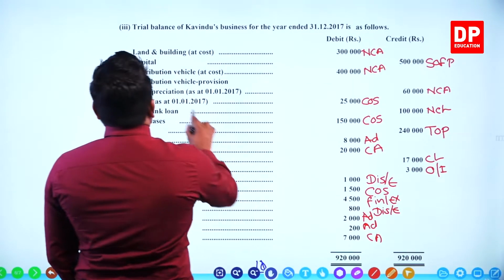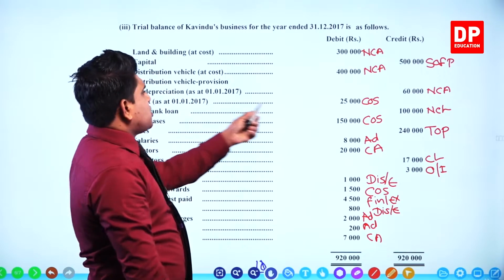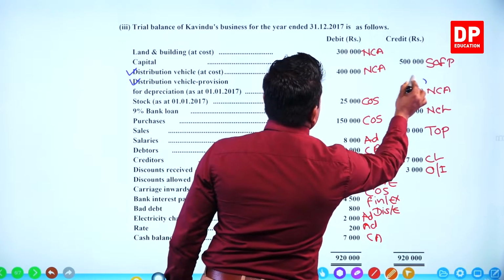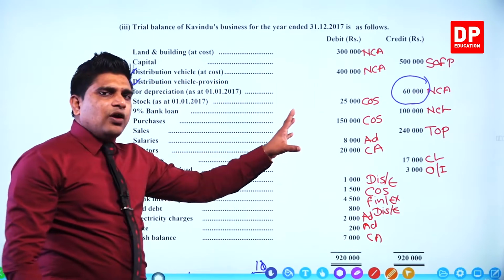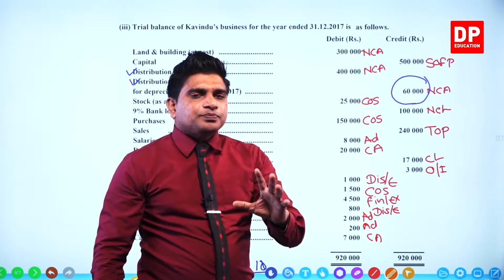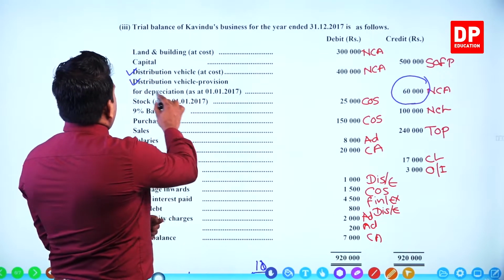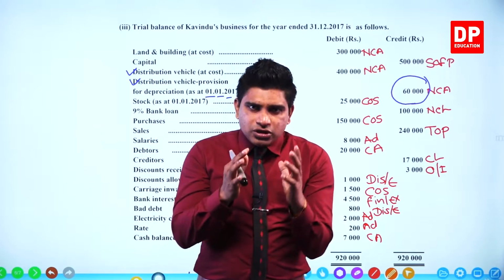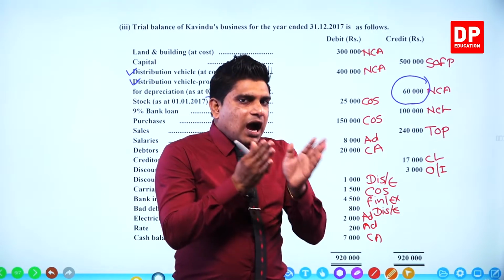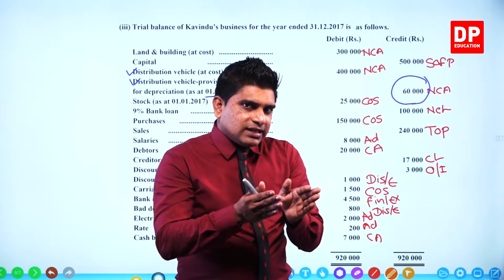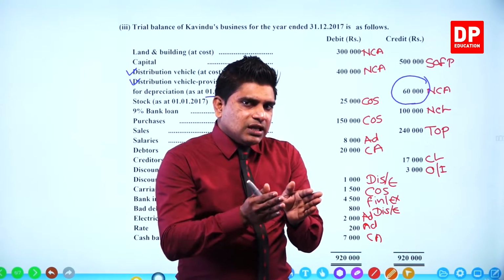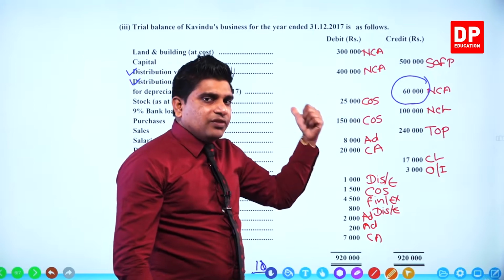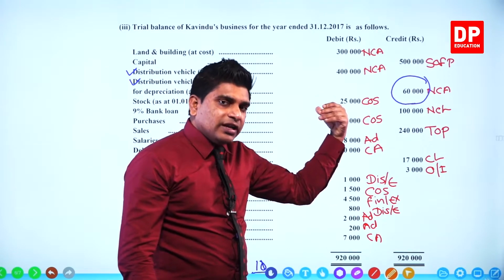And how much? Distribution vehicle provision for depreciation, how much? 60,000. You can see here. I draw a circle now, to make it easy to see. 60,000. They have given. What is the meaning of this? Remember, this is vehicle depreciation as at 1st of January 2017. They already used this vehicle in the previous years also, until 1st of January in this year. Until 1st of January in this year, they already used 60,000 worth of value from the given vehicle.